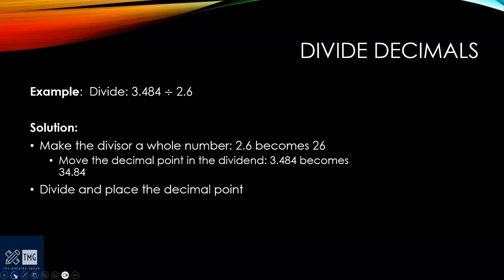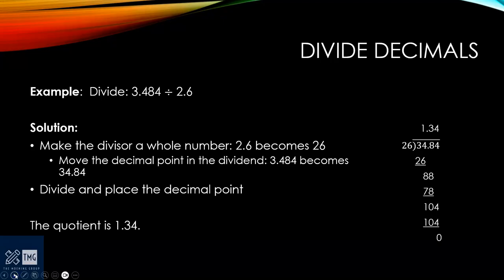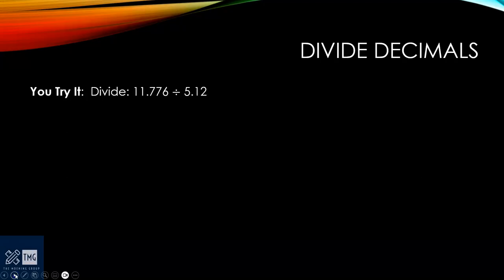What did we do in this problem? We made the divisor whole by making it 26, which then made our dividend 34.84. We divided and placed the decimal. Because both of our numbers were positive, we just end up with a quotient of 1.34. Let's do another one. We're going to divide 11.776 divided by 5.12.